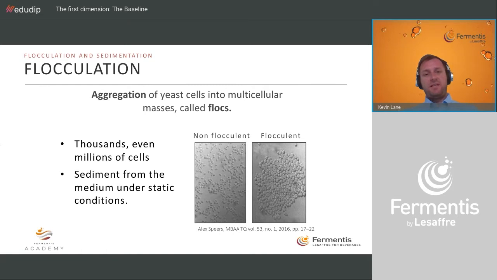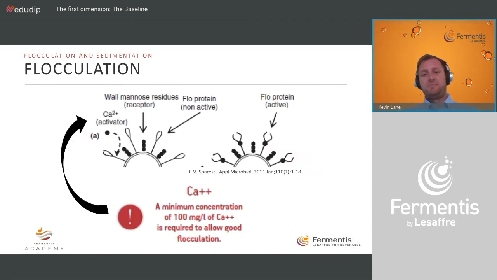So what flocculation means itself is the grouping of more than one cell, usually thousands, maybe millions of cells, and then those sedimenting from the medium under static conditions, mostly because of the size of the mass. The opposite word, so sedimentation, is the act of the yeast dropping out of solution, dropping to the bottom of the tank, which is related to flocculation most of the time, but not necessarily all of the time.